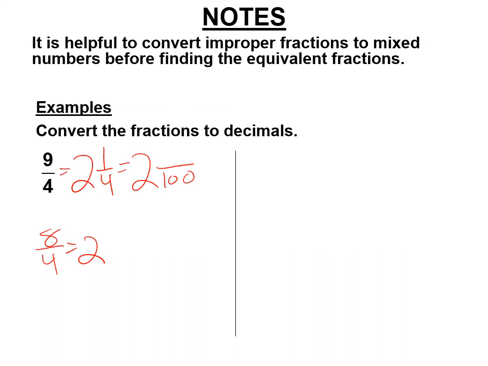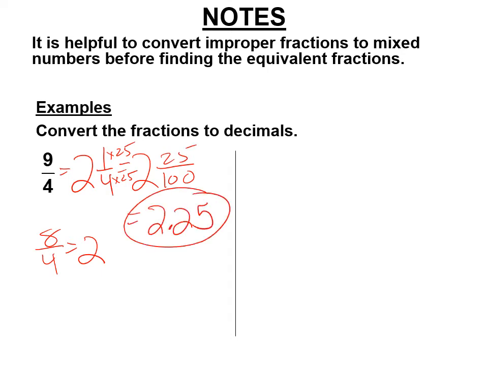10 doesn't work, but 100 does. 4 times 25 is 100, and 1 times 25, so it's 2 and 25 hundredths, 2.25. Many students have been doing 9 divided by 4, but that's the slow way. You can do it that way, and we'll talk about this method in another unit, but it's just easier to make it 2 and 1/4 and then put it over 10, 100, or 1,000.